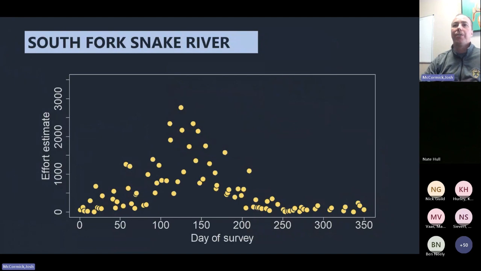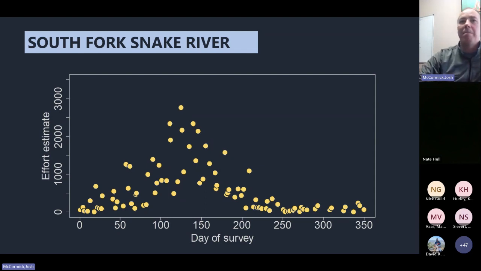So this figure shows the uppermost section of the South Fork of the Snake River. On the x-axis is the day of the survey, and on the y-axis is the effort estimate. This is what we would get if we treated these days independently using traditional design-based estimators. This is what we would get.